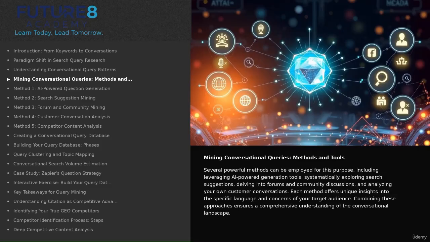Each method offers unique insights into the specific language and concerns of your target audience. Combining these approaches ensures a comprehensive understanding of the conversational landscape.